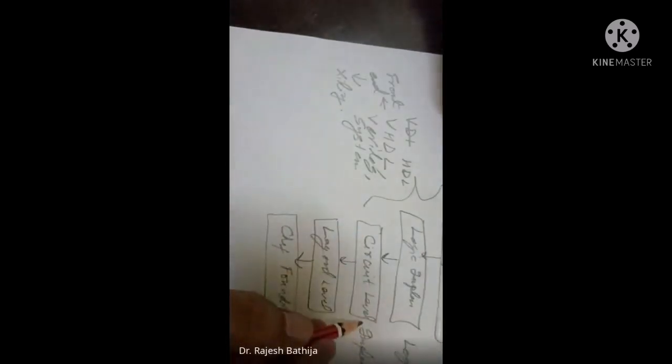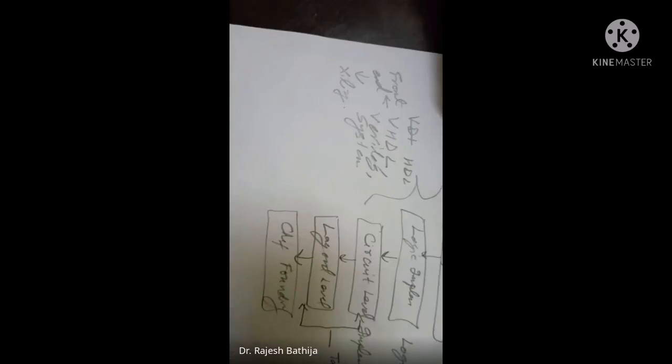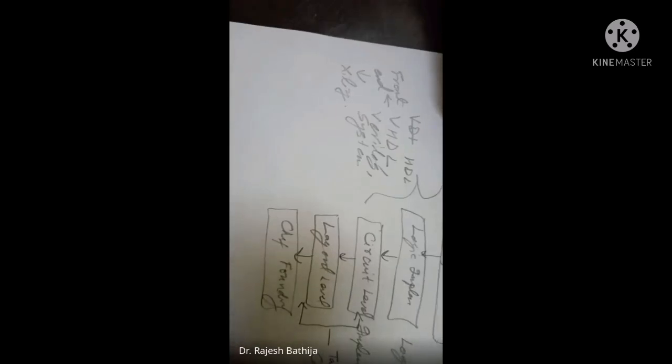From the circuit level implementation to this layout level implementation, this is done in the Tanner EDA tool, which I'm using, or Cadence is also there, Mentor Graphics is there, and a lot of other graphical tools are available. The layout, and this is called the backend design.